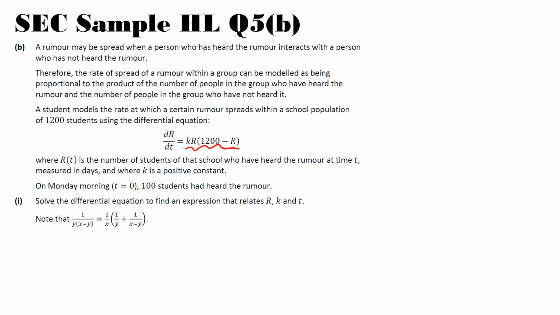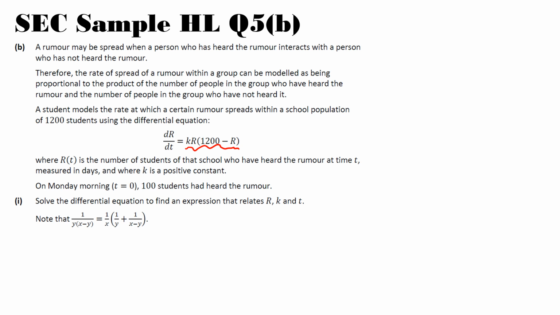So if you can make sense of this, it is proportional. That's why we have the k to the product. So multiply the number of people in the group who have heard the rumor, so that's R, and the number of people in the group who have not heard it. So that's the total number, which is 1,200 students minus R. So we could be asked to make that in a scenario. However, here they've given that to us.